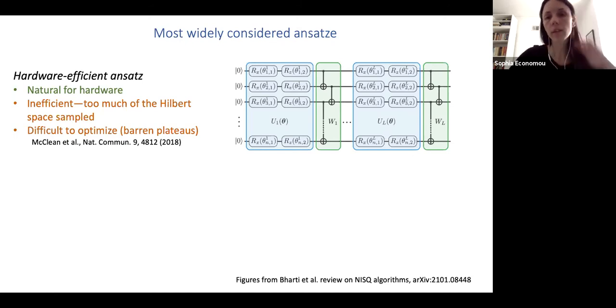So one issue with this, it's a very ad hoc ansatz. There's no physical motivation for using it. But perhaps more importantly, it's inefficient in the sense that you're probably spanning too much of the Hilbert space, and there's nothing to guide you here with respect to where to search. And it's actually the type of ansatz that people have shown has barren plateaus. So there's optimization issues associated with it as well.